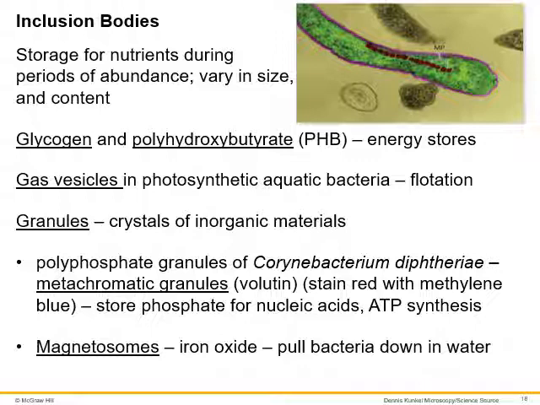Now, some bacteria want to be at the top of the pond because that's where the sunlight is. So in order to stay at the top, they actually have little life preservers inside of their cells. They're called gas vesicles, and that allows them to float and get more sunlight than they normally would have if they didn't have that device. Some bacteria will stockpile inorganic materials, minerals.